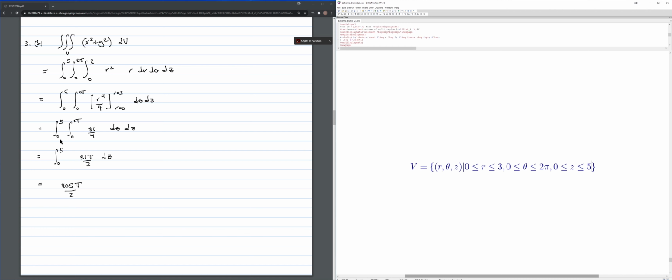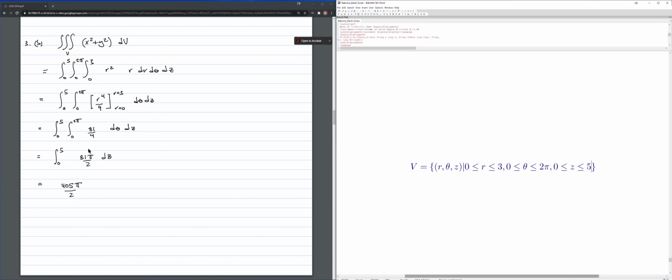Now what I'm left with is a double integral. You integrate with respect to theta, which gives 81 theta on 4, and I put in 2 pi and 0. That gives 81 times 2 pi divided by 4. The 2 in the 2 pi cancels with the 4 to give a 2 on the bottom, so I get 81 pi on 2.